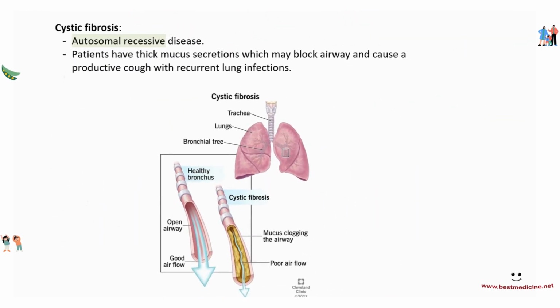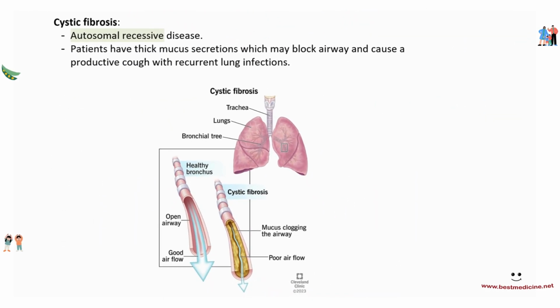Cystic fibrosis is an autosomal recessive disease. So unlike polydactyly, which is dominant, this is an autosomal recessive disease. Essentially, what occurs in cystic fibrosis is that the person who is affected with it gets thick mucus secretions.